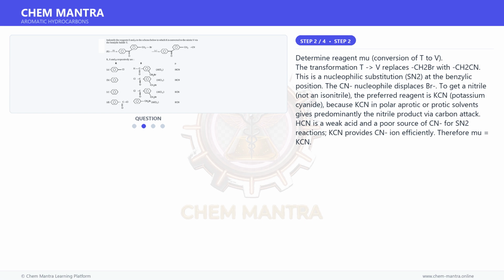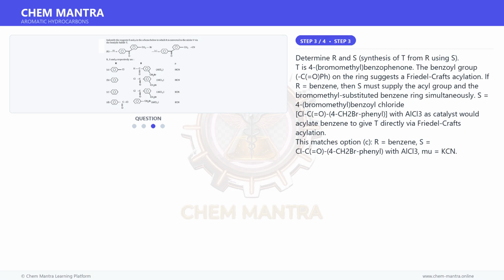HCN is a weak acid and a poor source of CN. For SN2 reactions, KCN provides CN ion efficiently. Therefore, mu is equal to KCN. Moving on to the next step.